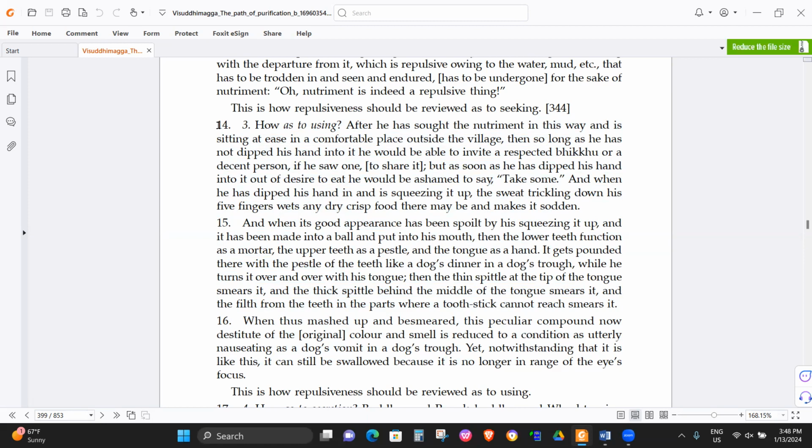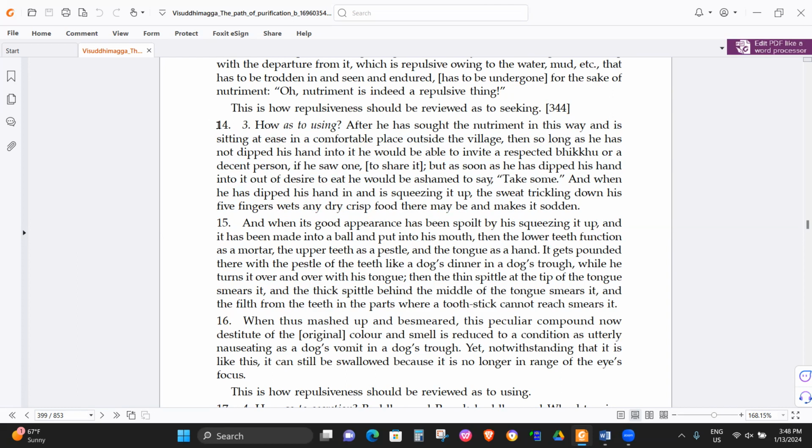And when its good appearance has been spoiled by his squeezing it up, and it has been made into a ball and put into his mouth, then the lower teeth function as a mortar, the upper teeth as a pestle, and the tongue as a hand. It gets pounded there with the pestle of the teeth like a dog's dinner into a dog's trough. While he turns it over and over with his tongue, then the thin spittle of the tip of the tongue smears it, and the thick spittle in the middle of the tongue smears it, and the filth from the teeth in the parts where the toothstick cannot reach smears it.